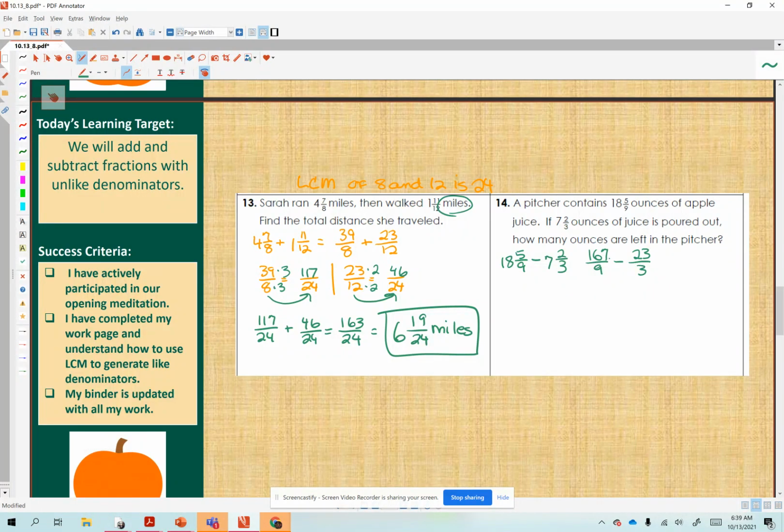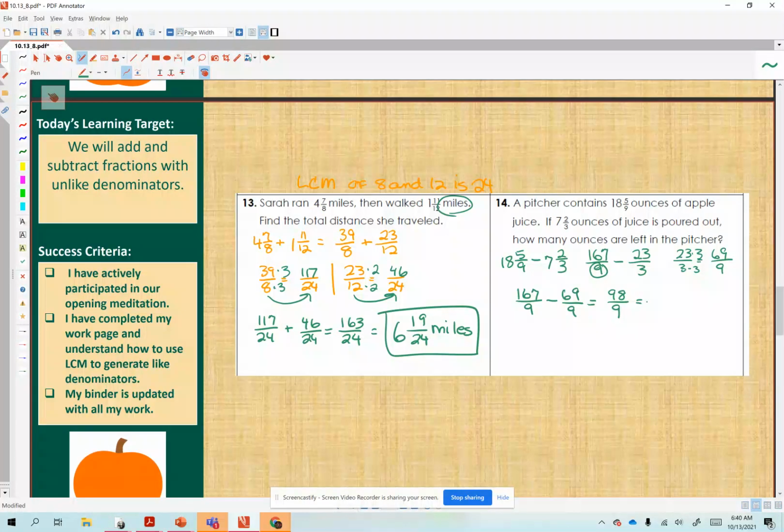Now, our least common multiple will be the ninths because it is a multiple of 3. So our first fraction will stay at 167/9, but 23/3 converted to ninths, 3 times 3 is 9, 23 times 3 is 69. So 167/9 minus 69/9 equals 98 over 9, which we will convert.